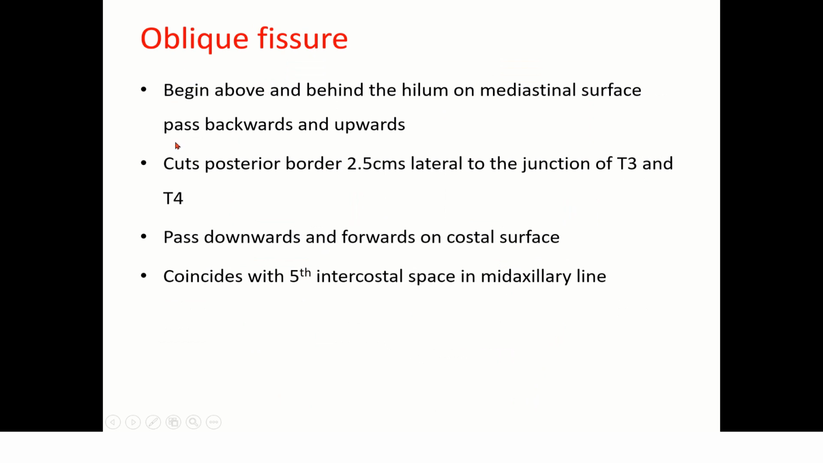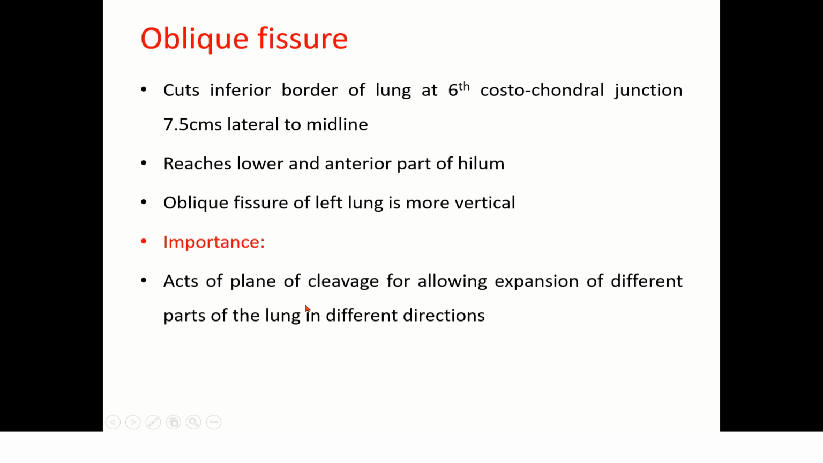Oblique fissure. It begins above and behind the hilum on the mediastinal surface, passes backwards and upwards as I've shown in the diagram. Cuts the posterior border 2.5 centimeters lateral to the junction of T3 and T4. Passes downwards and forwards on the costal surface, coinciding with the fifth intercostal space in the mid-axillary line. So remember this: it cuts the posterior border 2.5 centimeters lateral to the junction of T3 and T4.